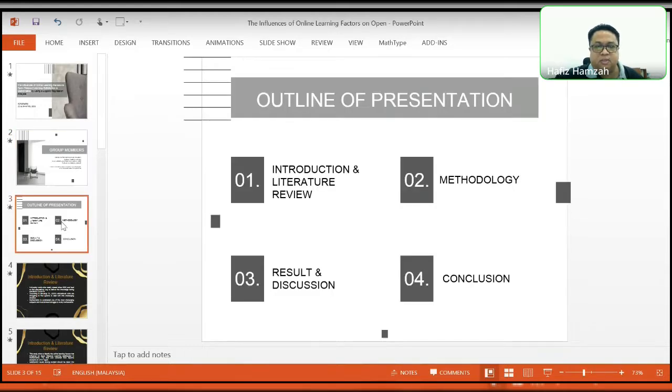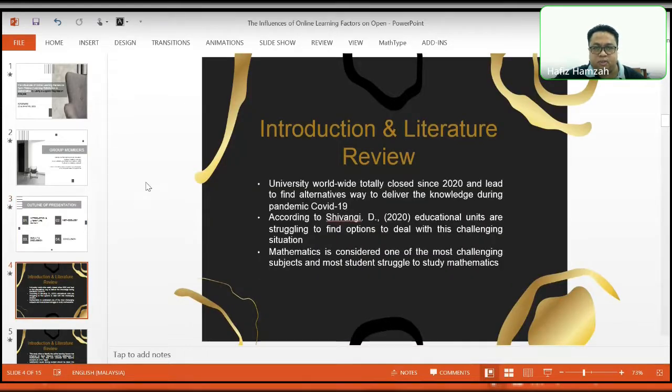Okay, so my presentation will be based on these 4 outlines. I will begin with the introduction and a little bit on the literature review, followed by the methodology, the result and discussion, and also the conclusion. Okay, so we begin with the introduction part.